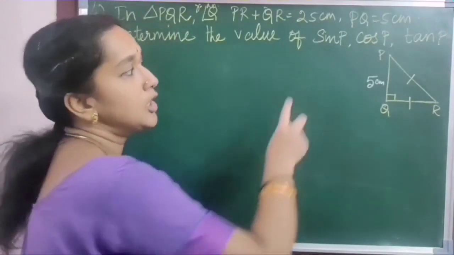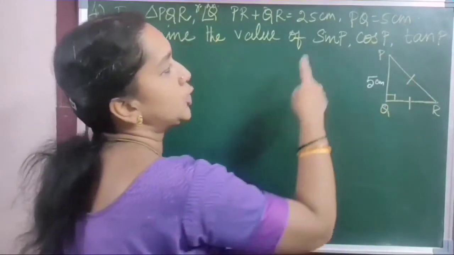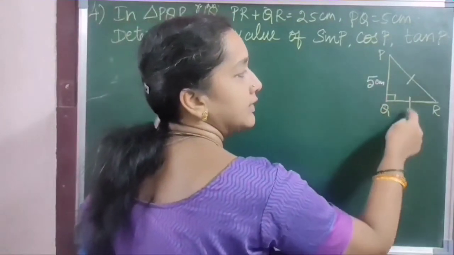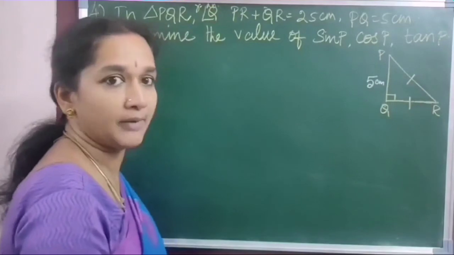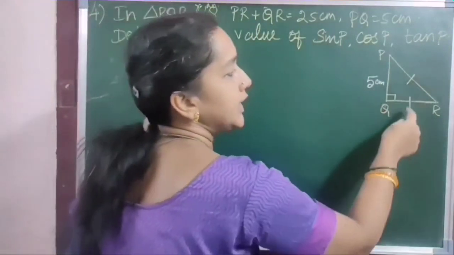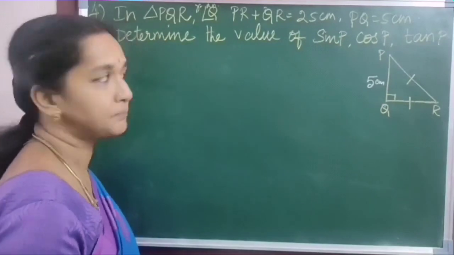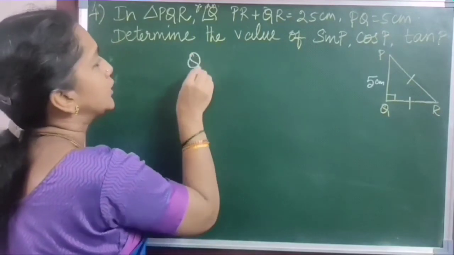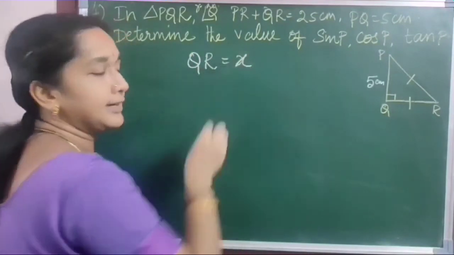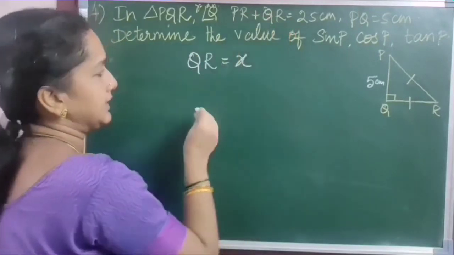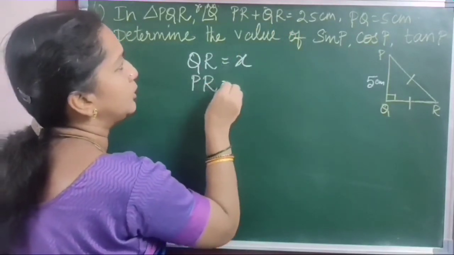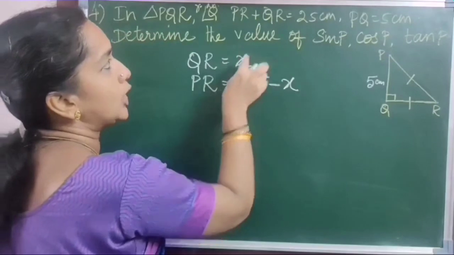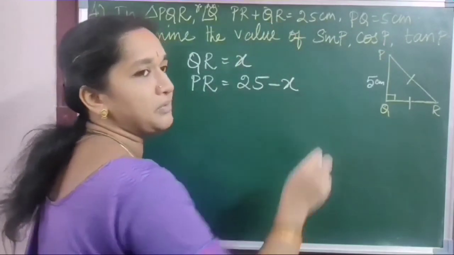If you know all the values separately, you can substitute them in these trigonometric ratios. That is, the three sides of the triangle's lengths you have to know. For that, in the question it is given that the sum of these two is 25 centimeter. So you take any one value as x. You take QR is equal to x. Substitute that x here, so you will get PR value as 25 minus x.